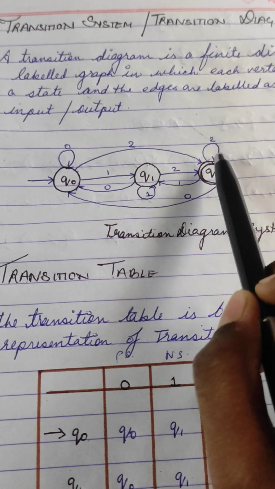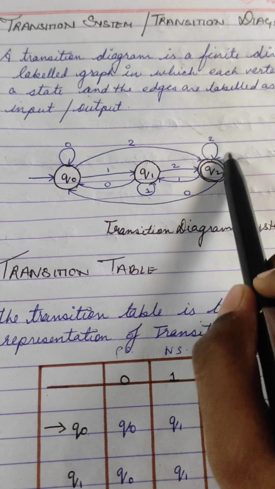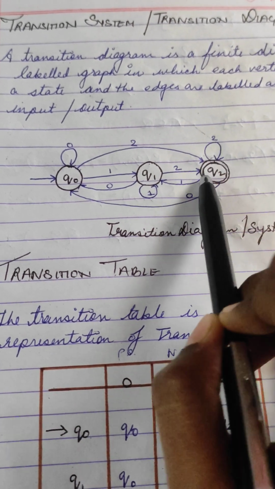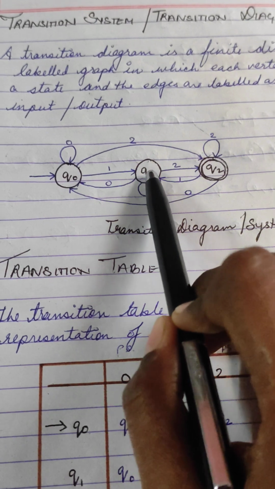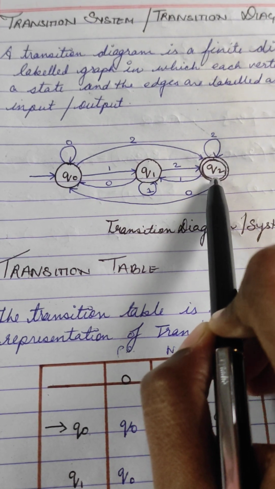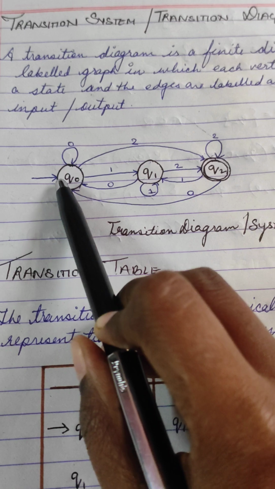On the second floor, if I press 2, the lift will remain on the second floor. If I press 1, the lift would go to the first floor. If I press 0, the lift would go to the ground floor.